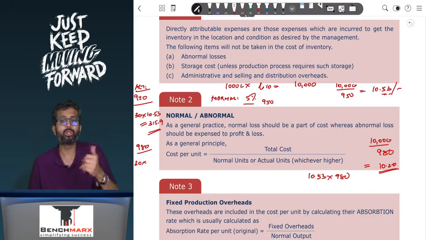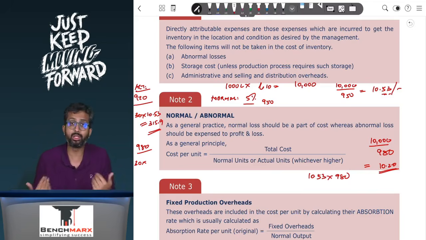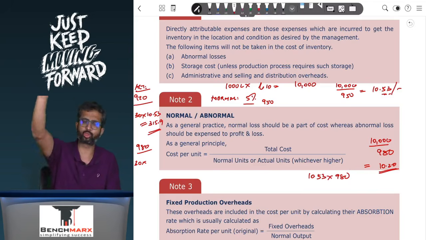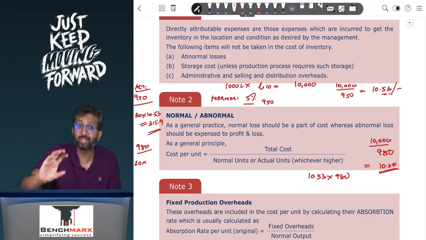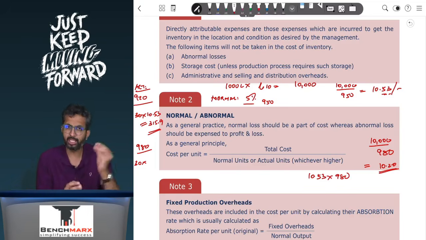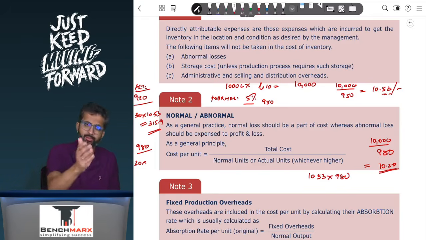Here, how will normal loss be a part of cost? Usually total cost divided by normal units. However, if there is abnormal loss, then still your cost per unit is total cost divided by normal units, that is 10.53, and the abnormal loss of 30 into 10.53 will be taken to the P&L.